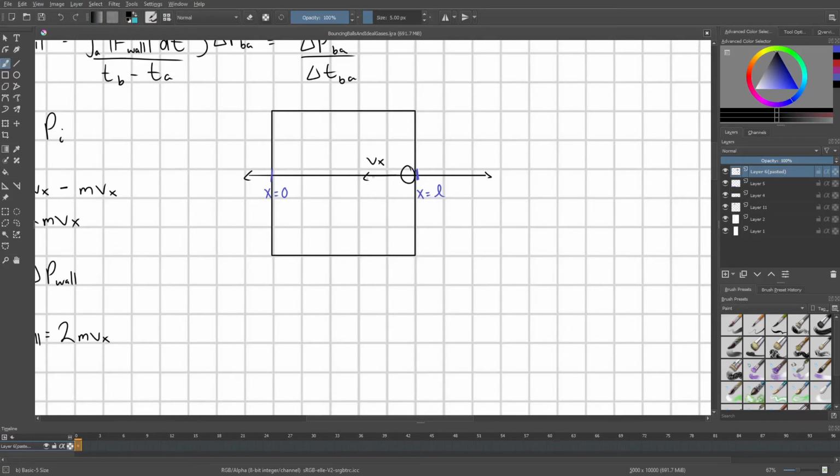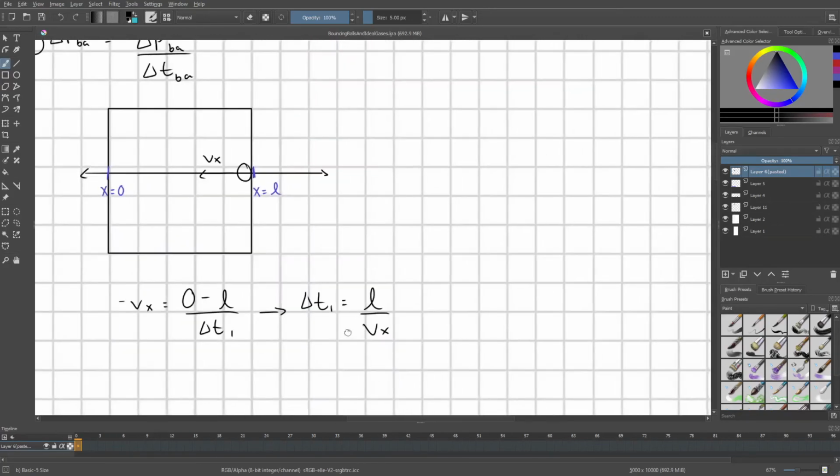So, I'm going to call that delta t1, how about? In order to do this, Vx is going to the left, so we have a negative Vx equals x final minus x initial over some change in time. So that would be 0 minus L over delta t1, I said I was going to call it. And so we get that delta t1 equals negative L over negative Vx, or just L over Vx. So there's the first change in time.